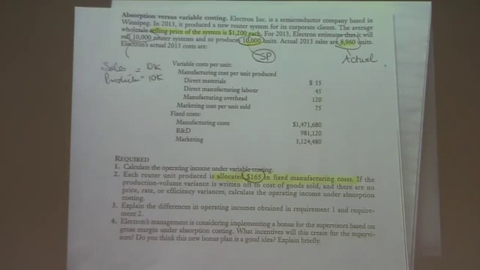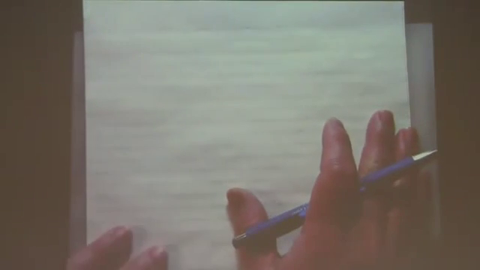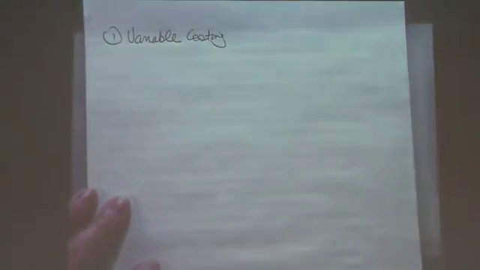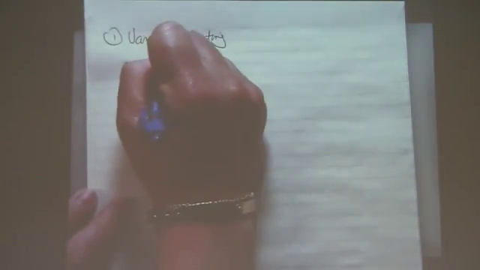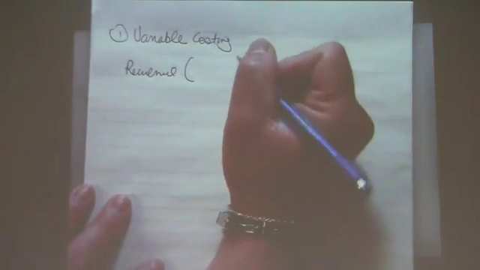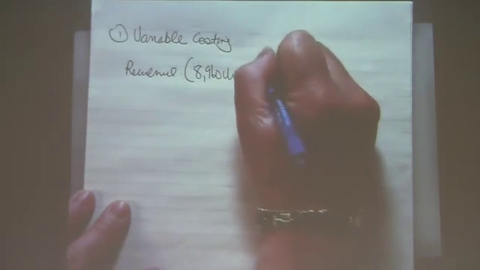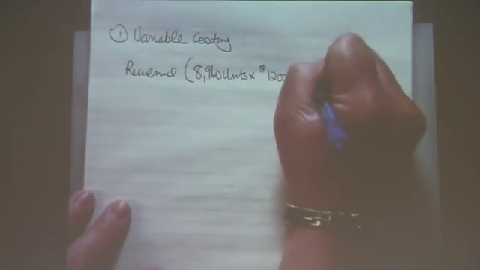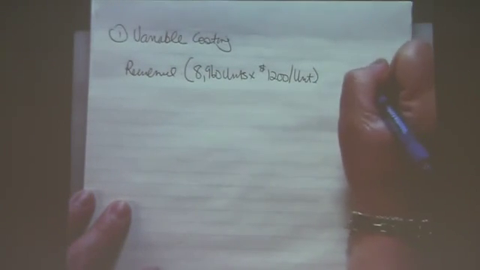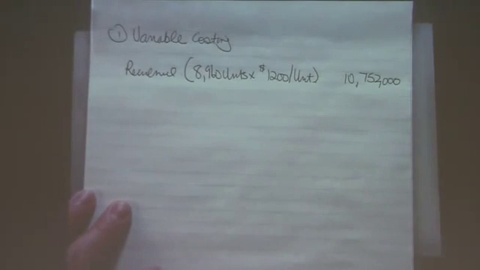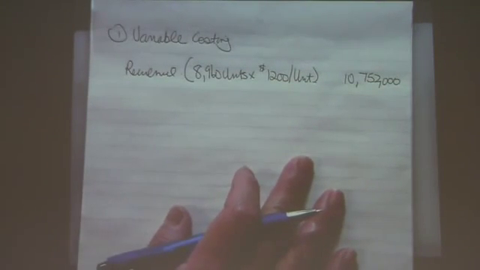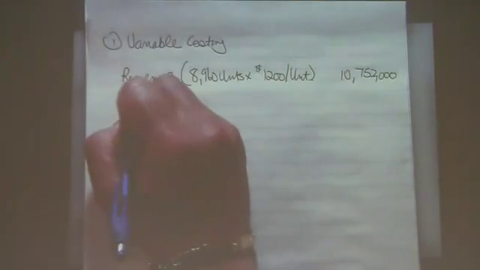So let's take a look at the first 3 parts of the question. The first part is variable costing, right? Variable costing. So let's start with revenue. How many were sold? It was 8,960 units times the sales price of $1,200 per unit. That was given to us. Is 10,752,000. Okay?